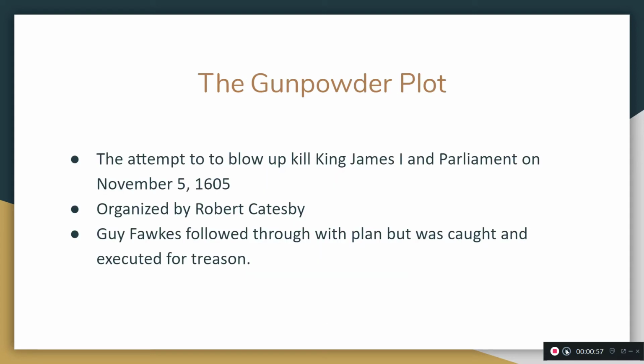So, the Gunpowder Plot was an assassination attempt to blow up King James I and Parliament on November 5th of 1605, and this was organized by Robert Catesby. A conspirator with Catesby, a guy named Guy Fawkes, followed through with this plan, or at least tried to follow through with the plan, but was caught and executed for treason.